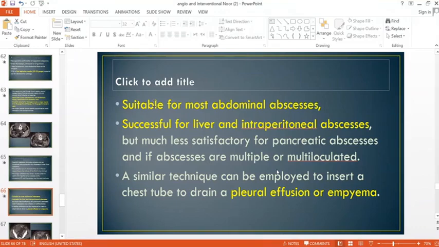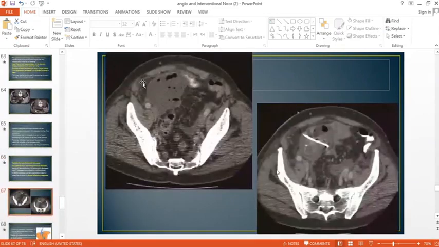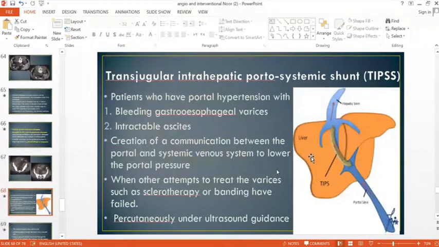A similar technique can be employed to insert a chest tube to drain pleural effusion or empyema. This is an example of an abdominal abscess, a right iliac fossa abscess, mostly after appendicitis. And this is interventional radiology using CT guidance to insert a drainage tube into this abscess, sparing the patient open drainage.